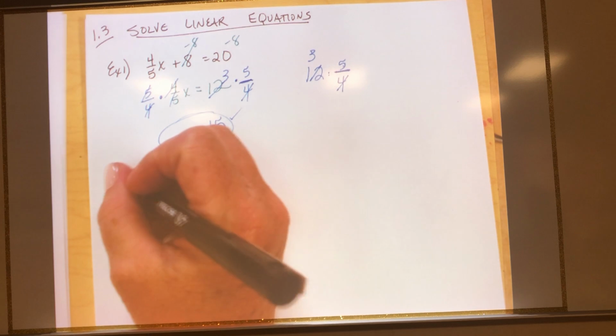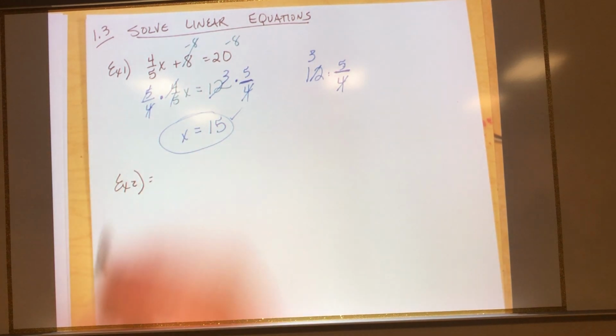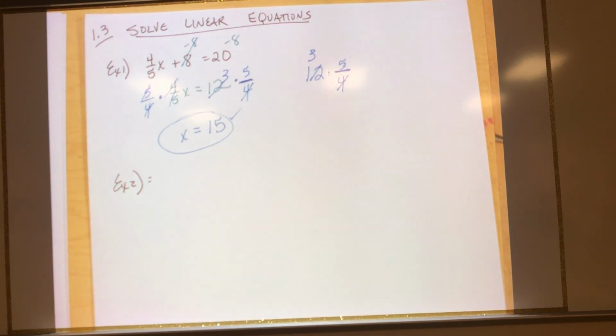So here's my next one. Example two. This is a reading problem. What does this one say? This one says that you are a waiter. During one shift, a waiter earns wages of $30 and gets an additional 15% in tips on customers' food bills. The waiter earns $105. What is the total of the customer's food bill? Did it tell me what variable to use? No. So you can use whatever variable you like.